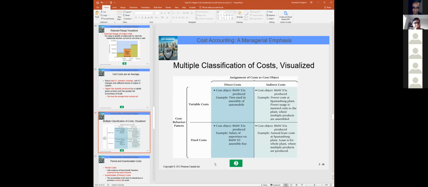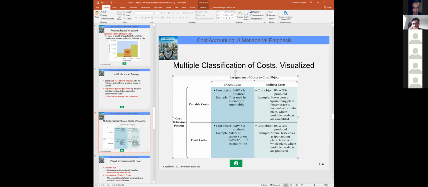And just a graph to give you some examples. Well, here's what we talked about. So this is a good example. They talk about BMWs here. So you've got a BMW, the direct cost, tires used in assembly of an automobile. So they've got it as a variable cost. They've got it as a direct cost. So when you look at a car, you can see the tires. So it's easily traceable. Now let's look at the indirect cost. Power costs at the Spartanburg plant. Power usage is metered. So hard to identify, hard to see. It's an indirect cost, but it's still a variable cost. Power costs will increase as your activity levels generally increase.